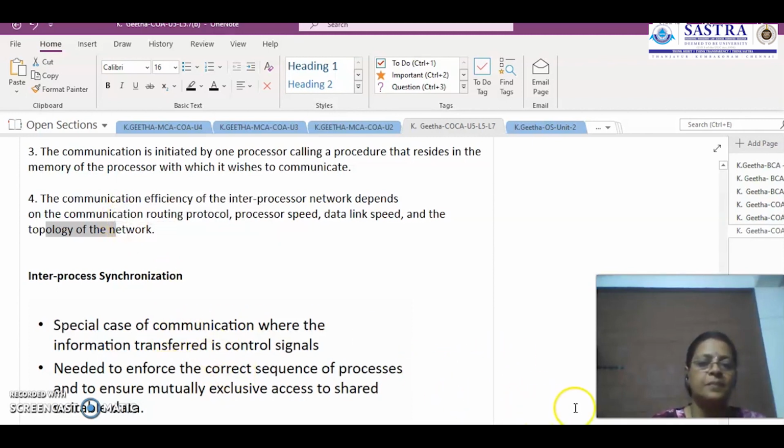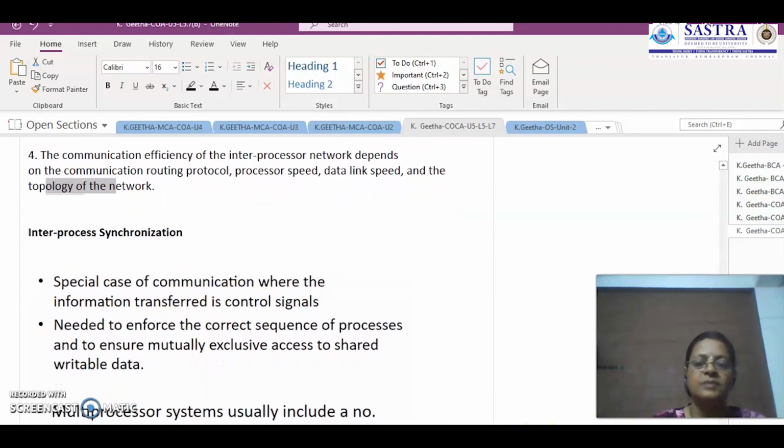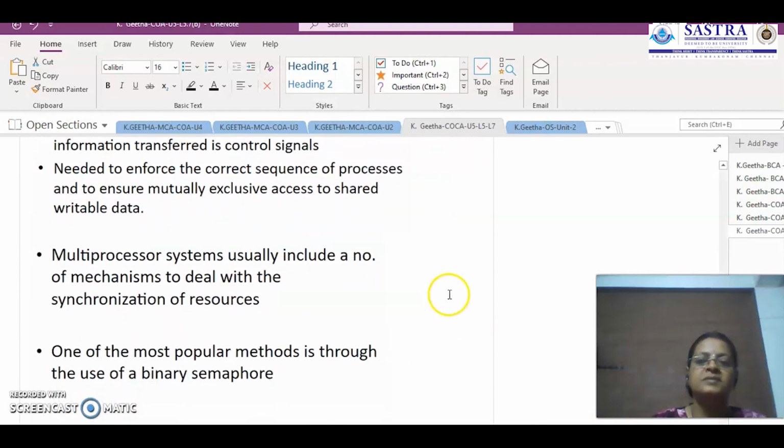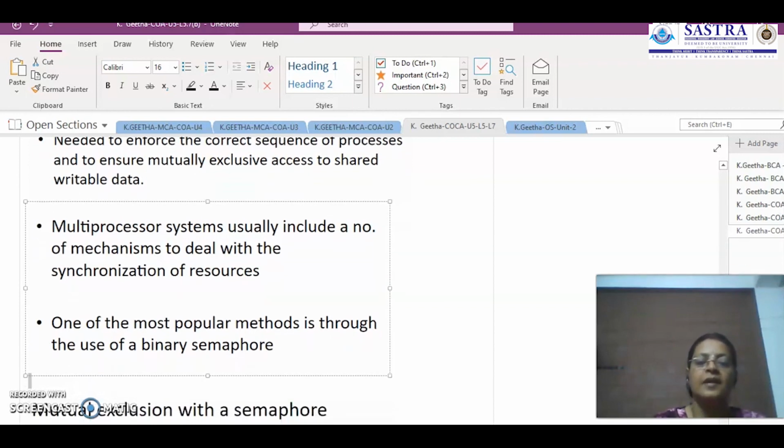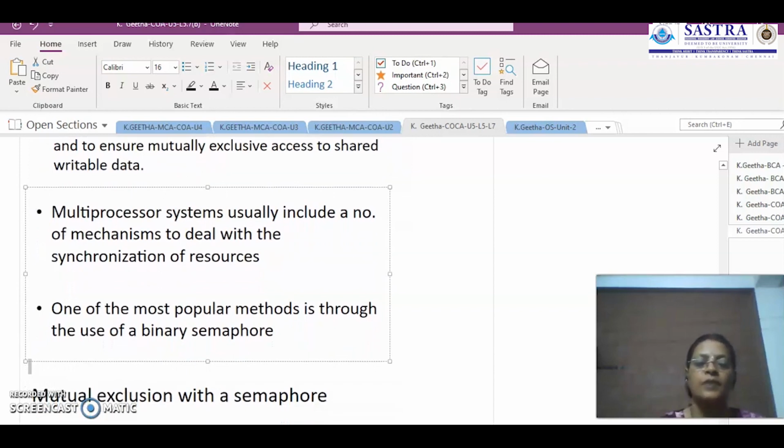Coming to the synchronization part, as I told, we are going to make use of semaphores, and multiprocessor systems usually include many mechanisms for providing synchronization, out of which the common popular method is the binary semaphore. Apart from the binary semaphore, we also have the concept of counting semaphore, which keeps counting the number of processors who are waiting for the resources. At any point of time, only one processor will be allowed to access the resource, and whoever has gained the control will be using the resource. After its completion, it will release the lock, and the token will be passed on to the other waiting processes in turn.